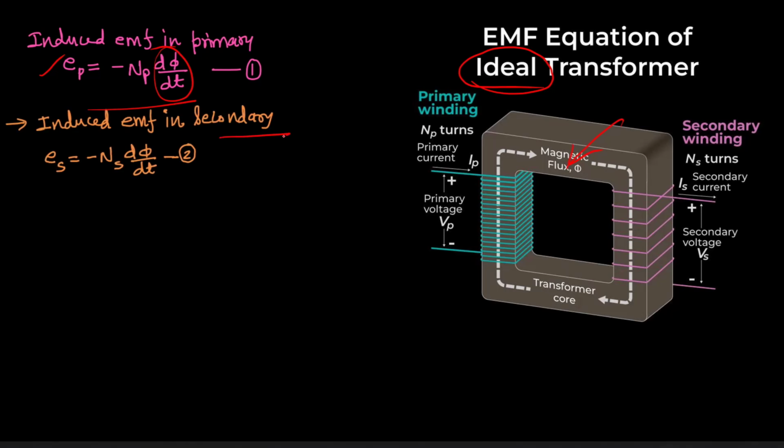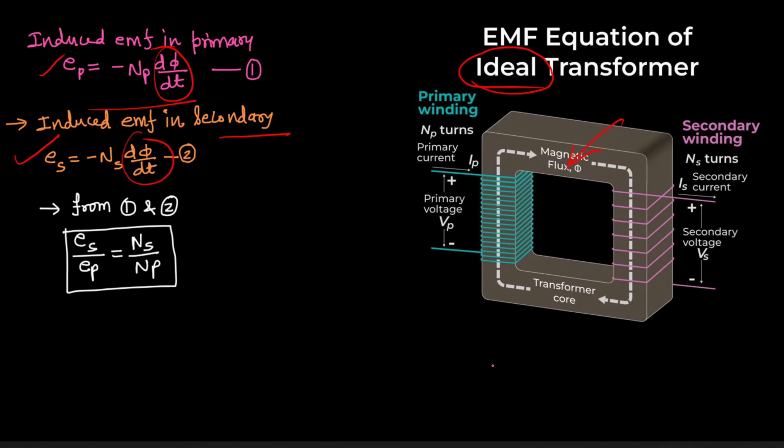Similarly, induced EMF in secondary winding is ES is equal to minus NS dφ/dt. Means this dφ/dt remains common in both the windings. So therefore, we can say from equation 1 and 2 that the ratio of secondary EMF to primary EMF is nothing but the ratio of the turns on secondary to primary.